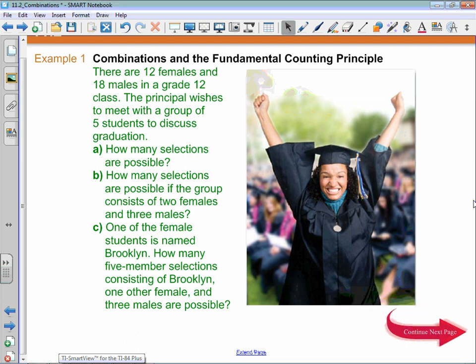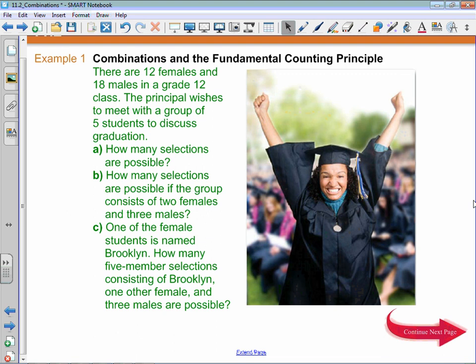11.2 example 1 gets us to actually do a combination. And I'd like to point out how we know it's a combination and not a permutation. So it says there's 12 females, 18 males in a grade 12 class. Then it says the principal wishes to meet with a group of 5 students to discuss graduation. There's no mention of if the first person chosen is the spokesperson or the president, vice president, treasurer, whatever that is. The students are either talking to the principal or they're not.